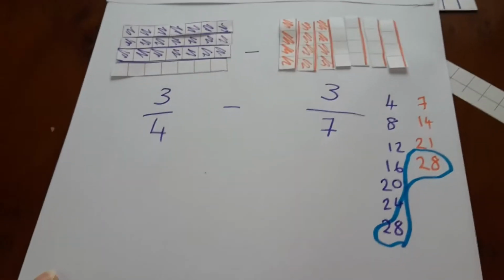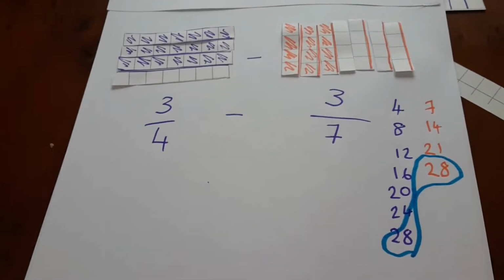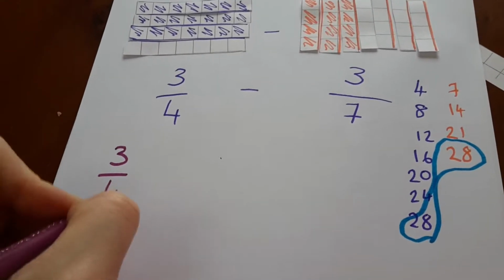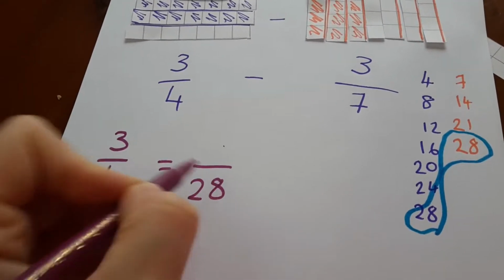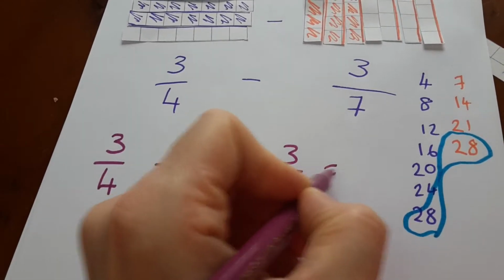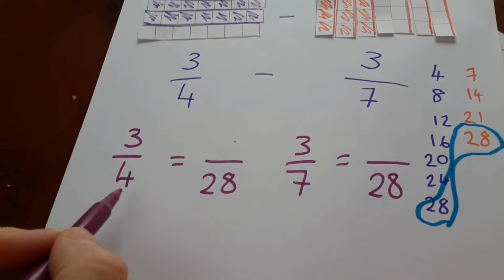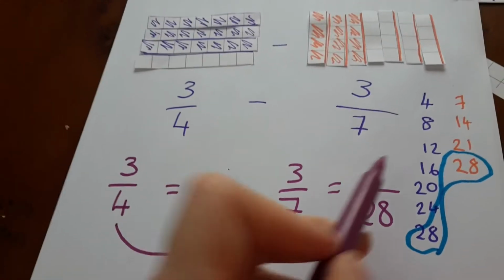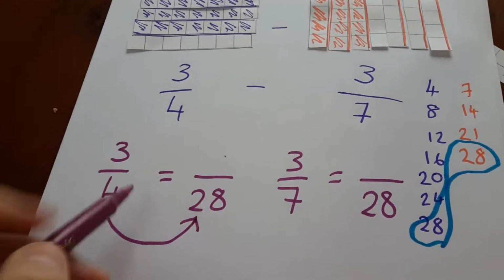Oops, gone a bit blurry for some reason, there we go. So I'm going to rewrite both of my fractions into 28ths. So 3 over 4 is the same as so many 28ths, and 3 over 7 is also the same as a certain amount of 28ths. So to go from quarters to 28ths, I need to make 1, 2, 3, 4, 5, 6, 7 times more cuts.